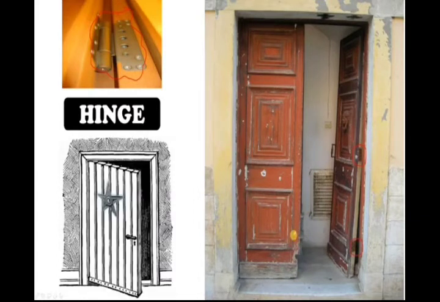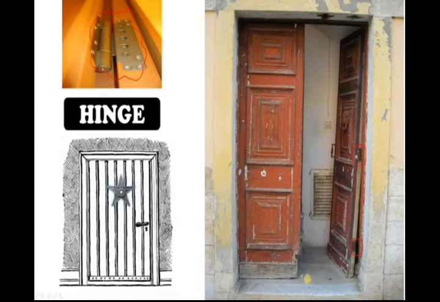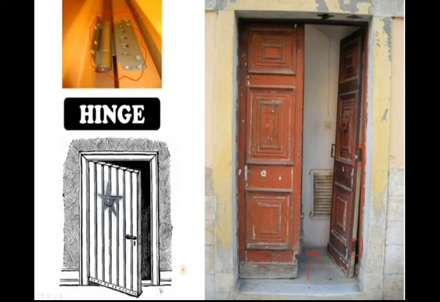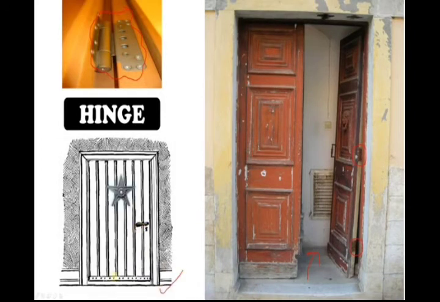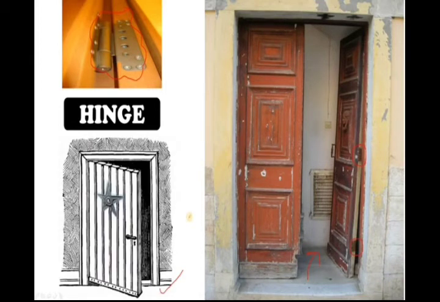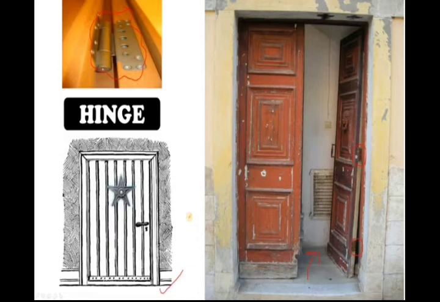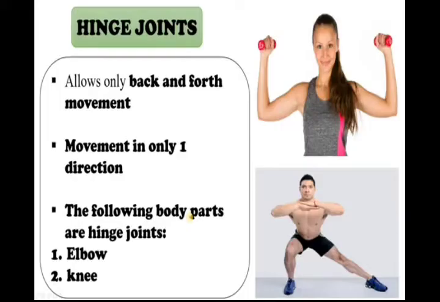So the movement of the door is possible only back and forth. Look at here, only one direction. With this hinge joint, imagine this is the hinge. So the movement of the door is possible only in one direction. By looking at this animation, you can see that, with the help of this hinge joint, this is possible only in one direction.